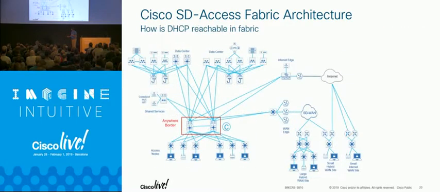So with that, now you have your layer 3 network here, you have your fabric, you have your anywhere border, you have your control plane node. So let's say this particular client over here wants to get an IP address.